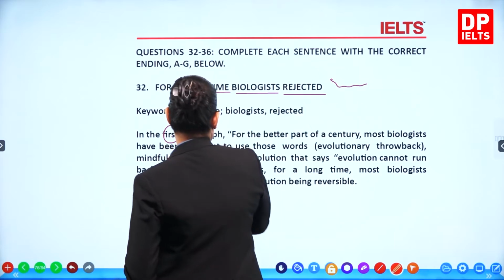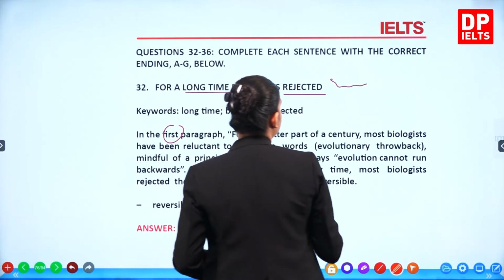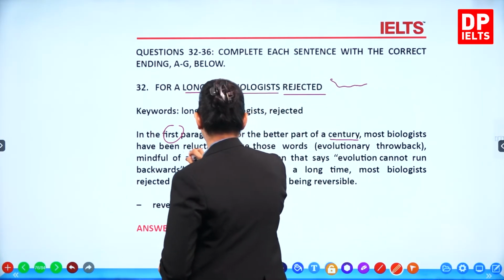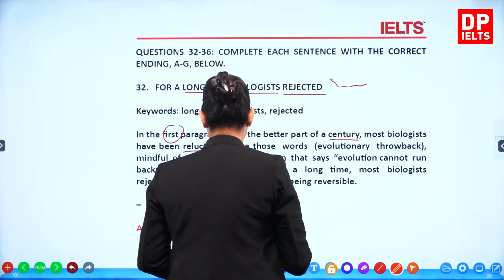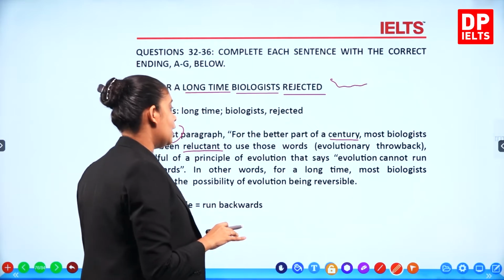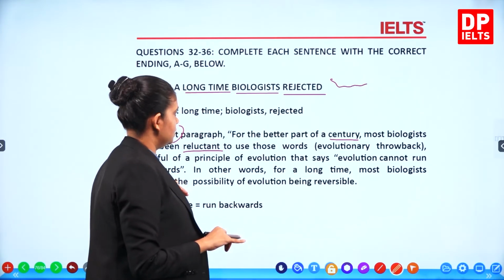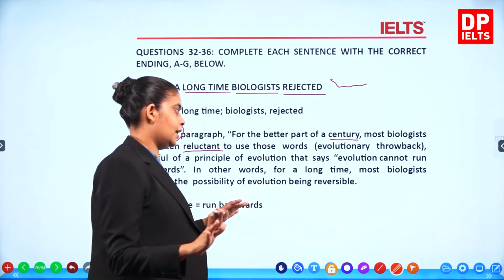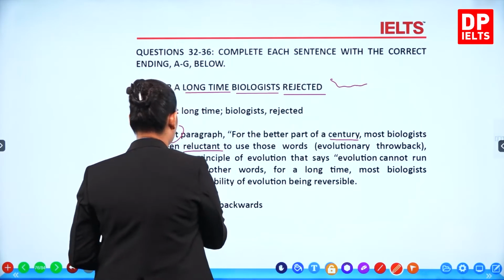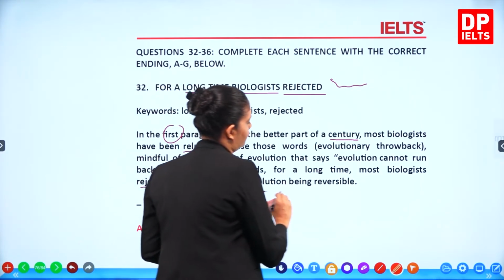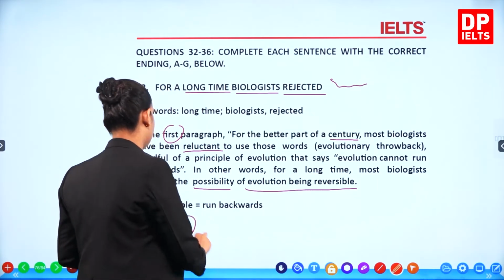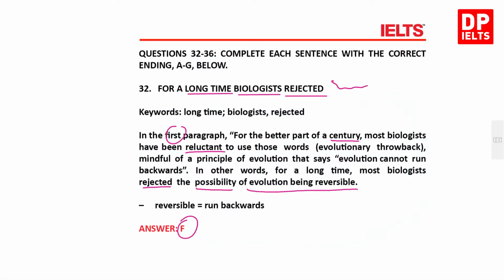In the first paragraph, it states, for the better part of a century, most biologists have been reluctant to use those words, mindful of a principle of evolution that says evolution cannot run backwards. In other words, for a long time, most biologists actually rejected the possibility of evolution being reversible. So here the answer is F. Reversible means run backwards.